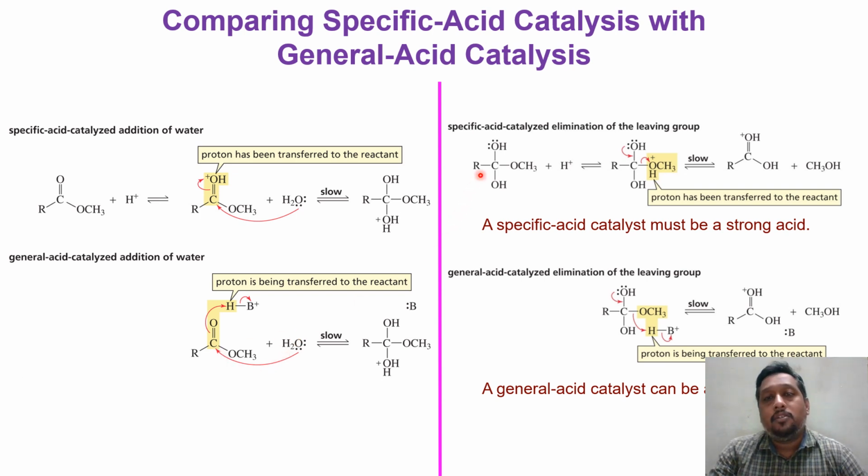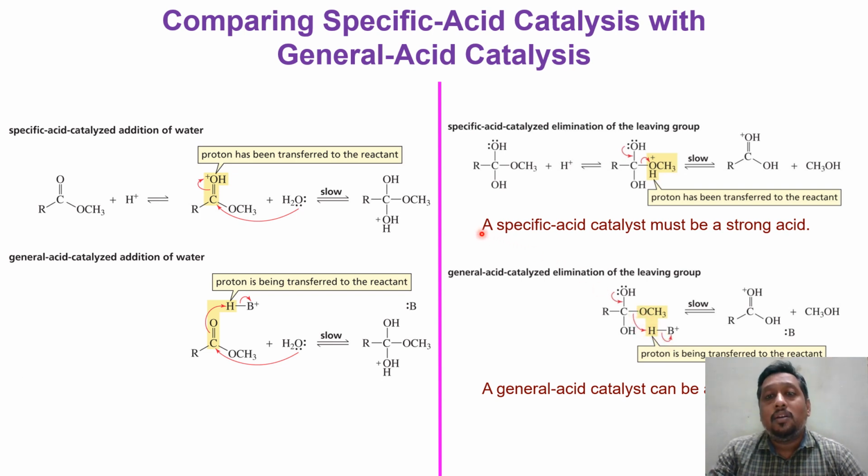In the second slow step, specific acid catalyzed elimination of the leaving group, the proton is transferred to the reactant, which is nothing but the OMe, before the slow step. Whereas in general acid catalyzed reaction, the proton is transferred to the reactant during the slow step. It means during the elimination of the leaving group.